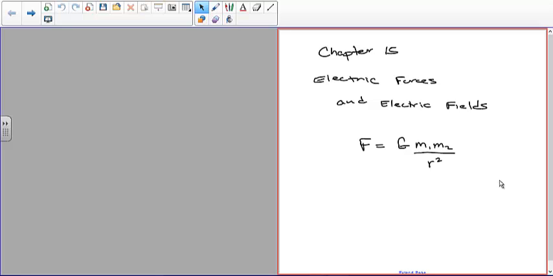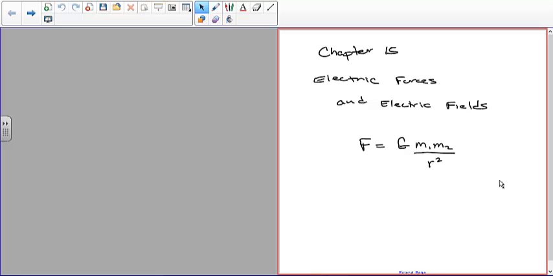Yeah, we're going to start on chapter 15 as far as homework is concerned. It's chapter 21 in the new textbook. It's chapter 15 in the old textbook. So I need to correct that.